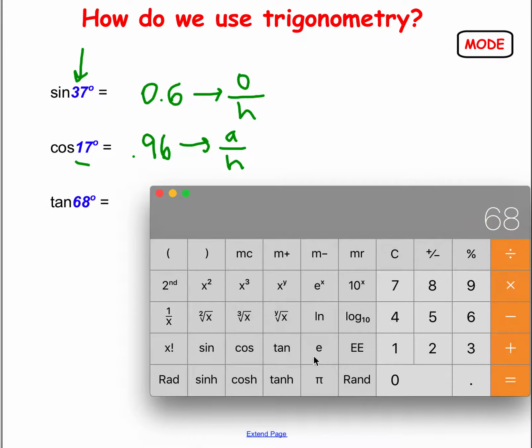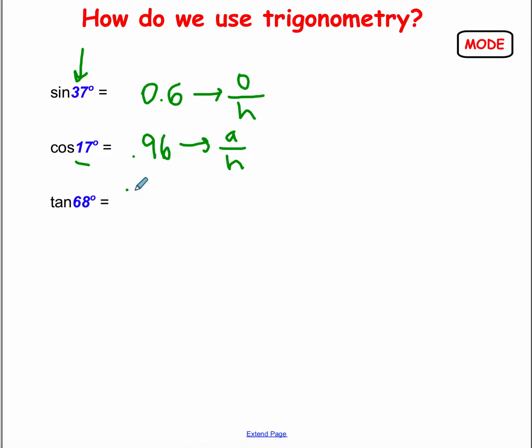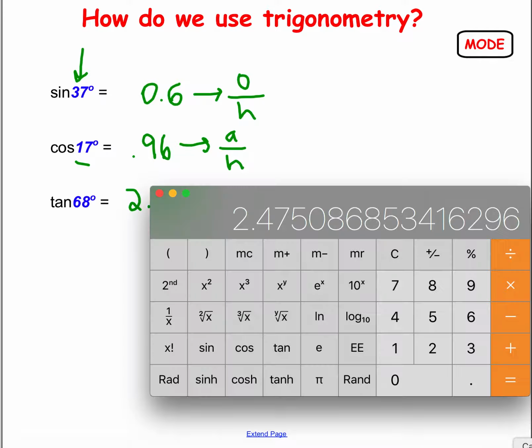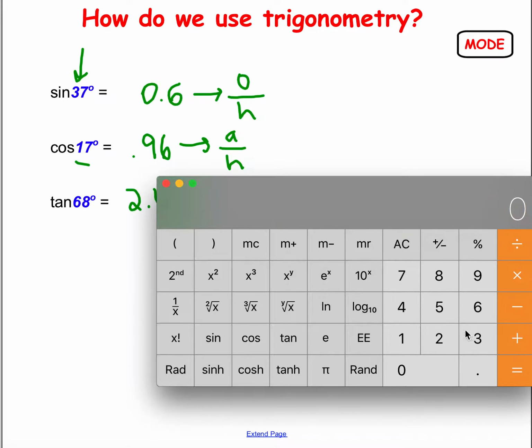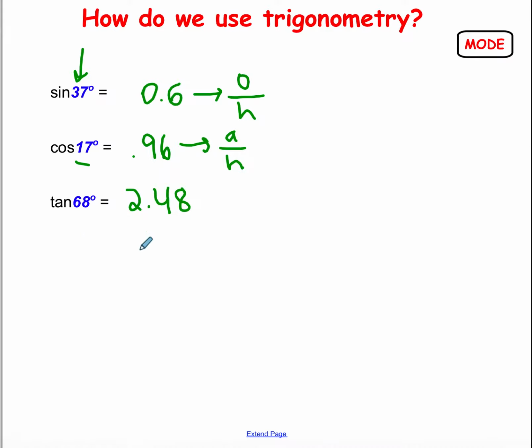Then we can do the same calculation for tangent as well. I'll type in 68, hit tangent, and I get 2.48 as my ratio. Let me just double check that to make sure that's right. Yep, okay. When you do this in your calculator, you will need to hit sine, cosine, or tangent first. So you'll hit the sine button, an open paren will come up, and then you can just type in 37 degrees, hit enter, and you'll get your answer. But remember, it's really important that your calculator is already in degree mode, not in radian mode.